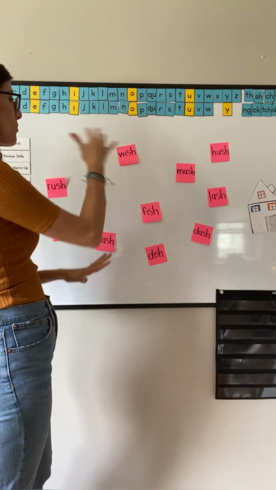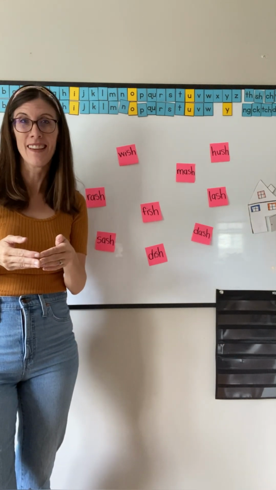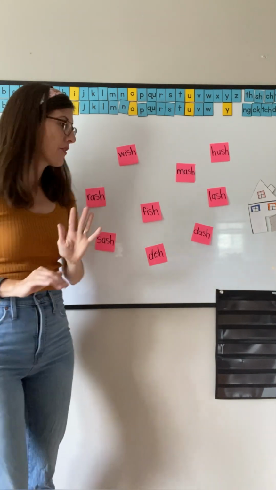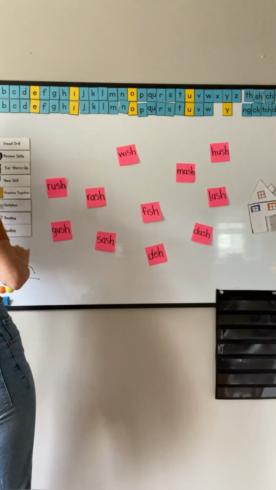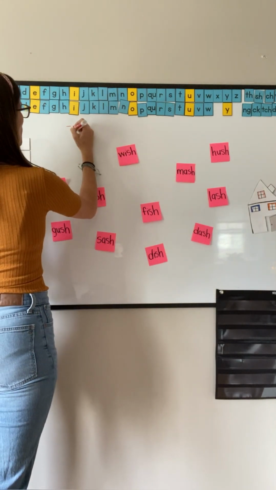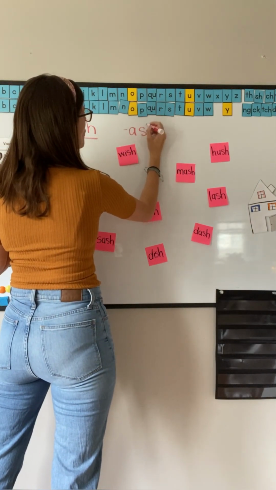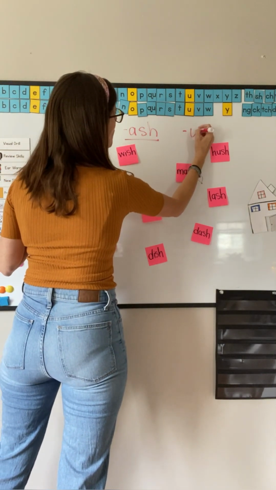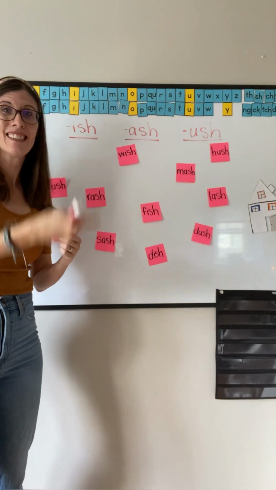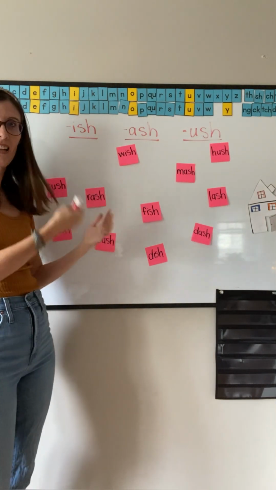So you read all the words and then you give them some time to talk with a neighbor about how they think we could sort these words. We want to give them time to just get some ideas. So the goal is to guide them to deciding that we're going to split these up by word family. We have words with ish, we have words with ash, and we have words with ush. And then you get to read them a second time, because now you're going to call on students to read a word and decide where it goes.